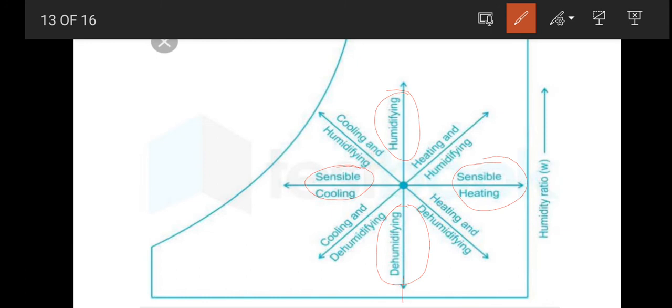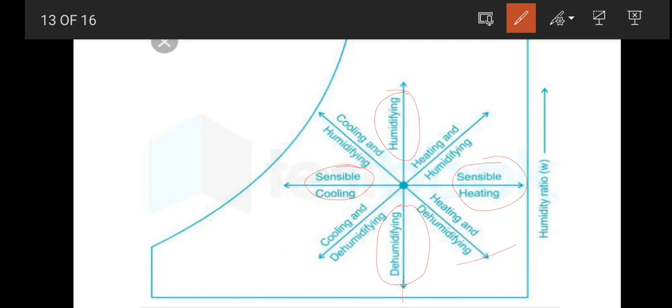Then the next process is the heating and dehumidification process. Here the temperature is measured from the center, keeping the enthalpy constant, while removing the moisture content of the air. So this is in the fourth quadrant, the heating and dehumidification process.